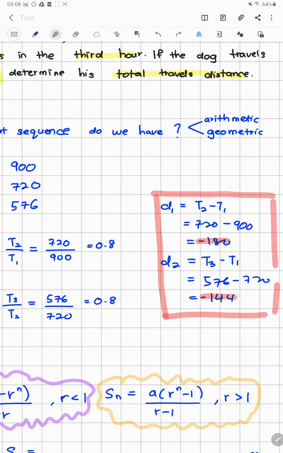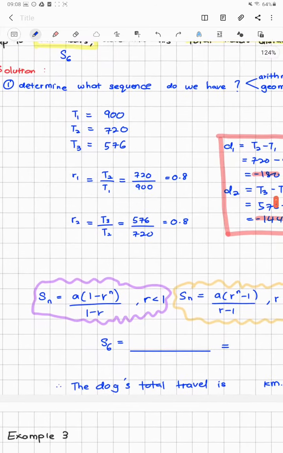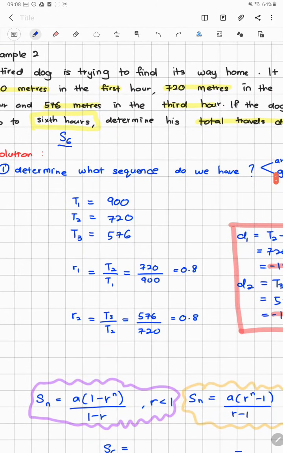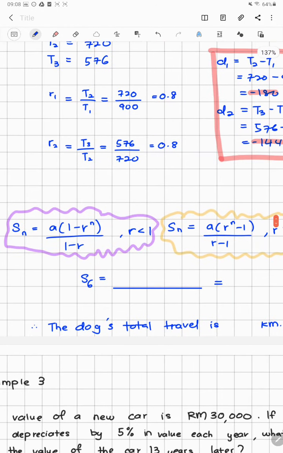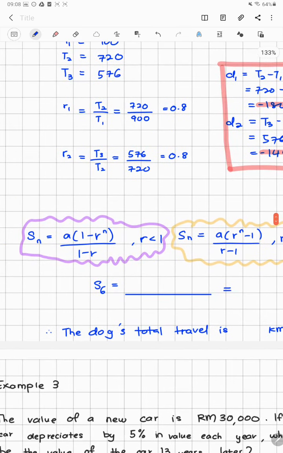Because it doesn't have a common difference, we use the common ratio. Since we know this is a geometric sequence, we want to find S6 here. As I said, we have two conditions for geometric series. If R, the common ratio, is less than 1, then we use the purple formula. If R is greater than 1, we use the yellow one. Our R is 0.8, which is less than 1, so we use the first one.